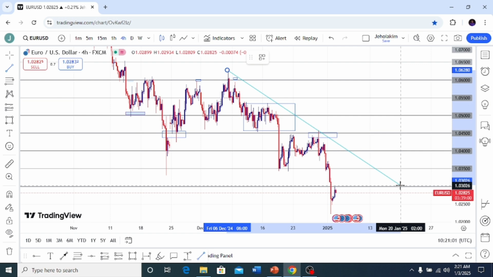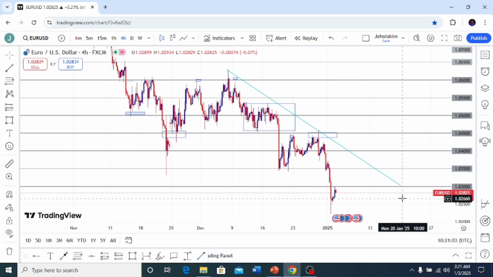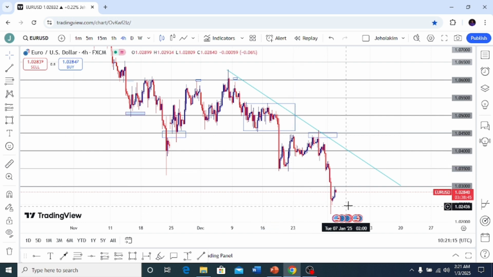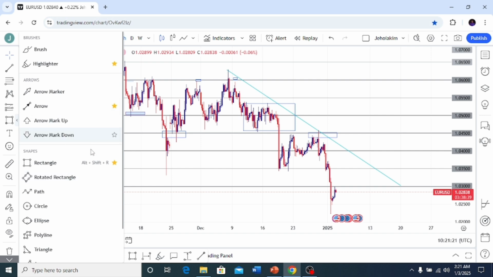In fact, this is secondary. You see that this trend is downward, but one key thing you need to know: when the market is trending downward, you'll be finding higher high and higher lows, higher low, lower low, higher low, and lower low. I don't know whether you understand. Let me bring another tool to explain this better for you.